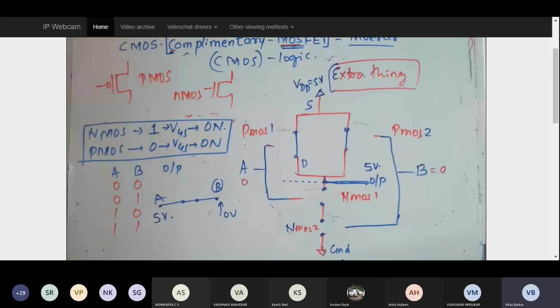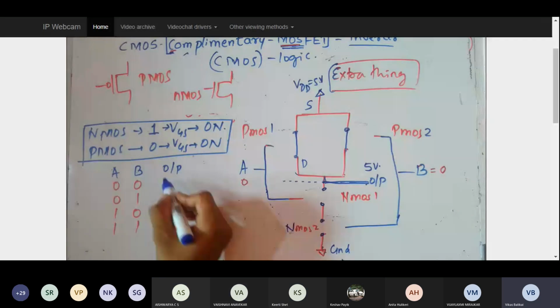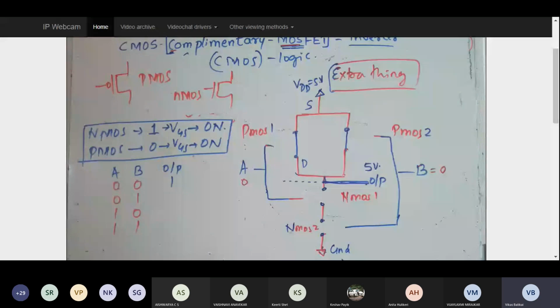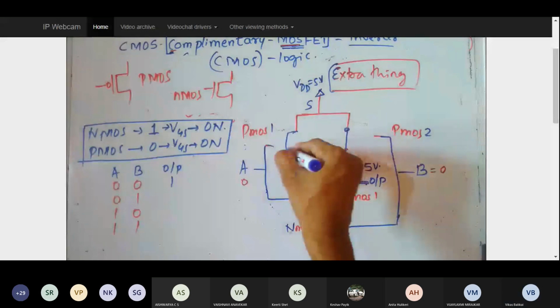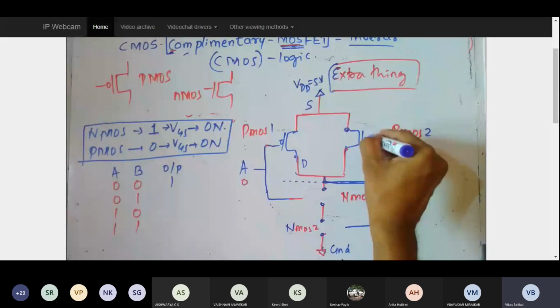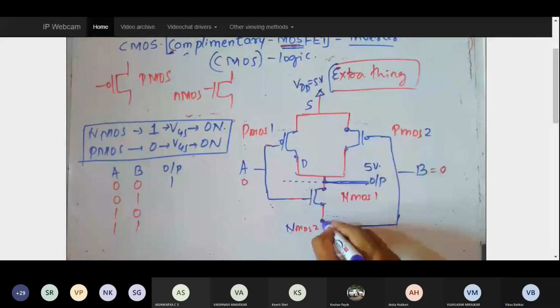5 volt means what kind of logic it is? Logic 1 or logic 0? Logic 1. So when I give input as 0 0, I am getting output as 1. So now let us try to give the input voltage as 0 and 1. So A is 0, B is 1.